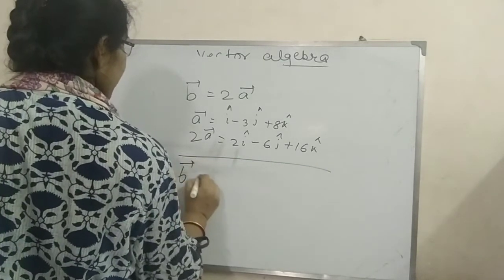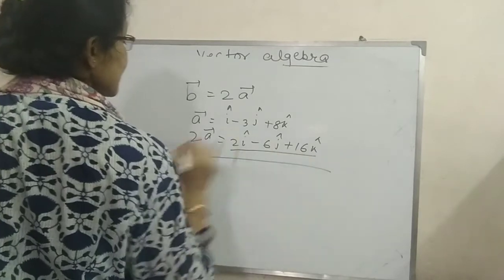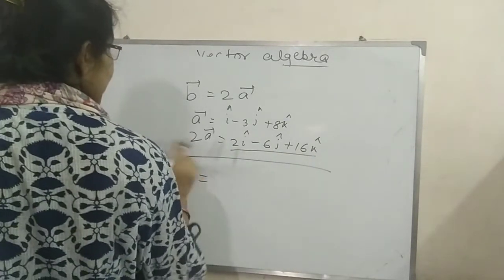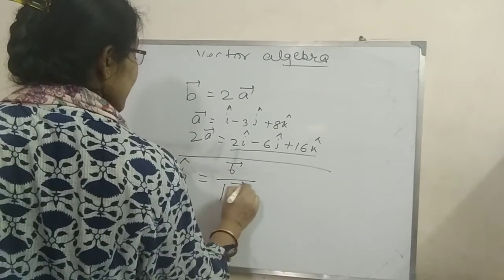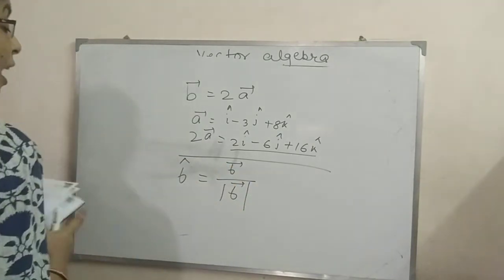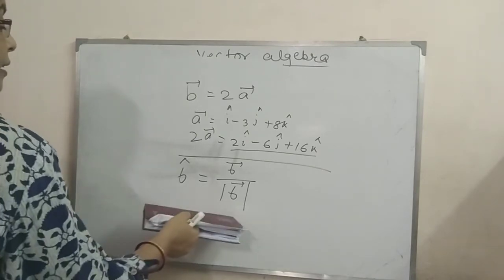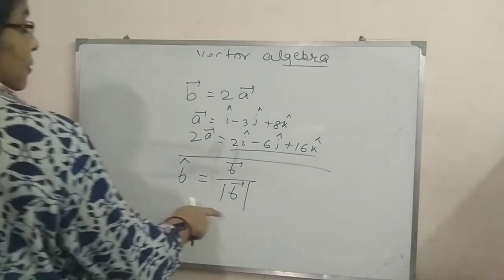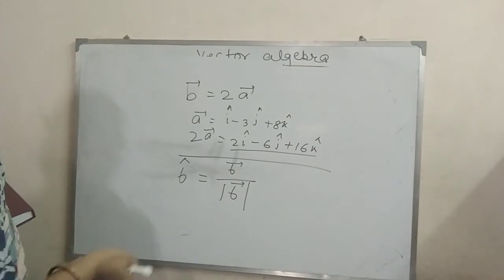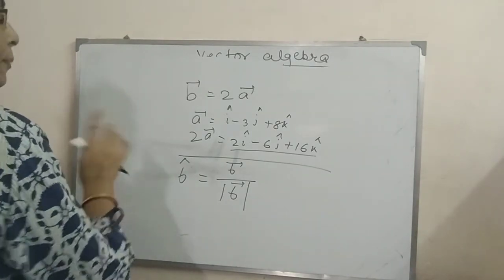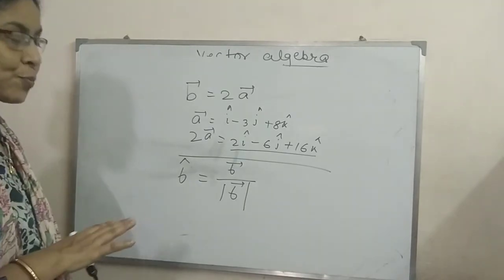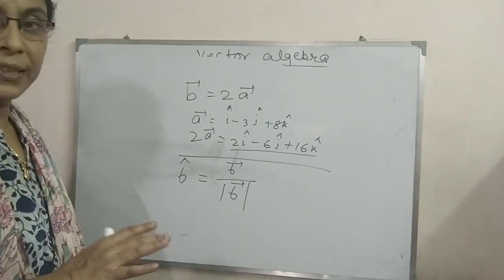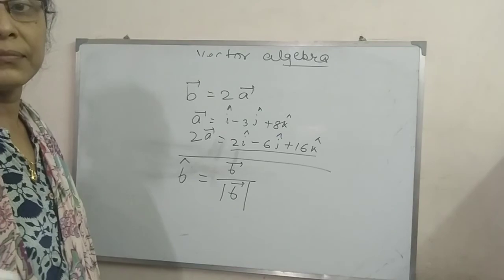This is equal to B vector. And the unit vector in the direction of B vector is equal to B vector by modulus B. You will find in the similar way B vector and modulus of B vector, and you will find the unit vector B. I hope you will understand this portion. I am ending here. Next video will come soon.